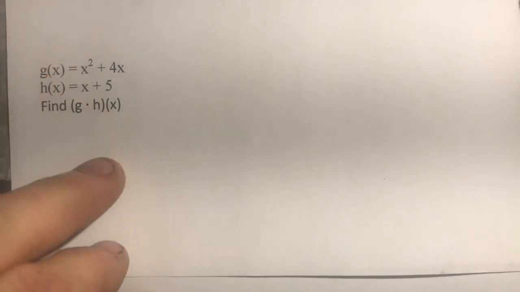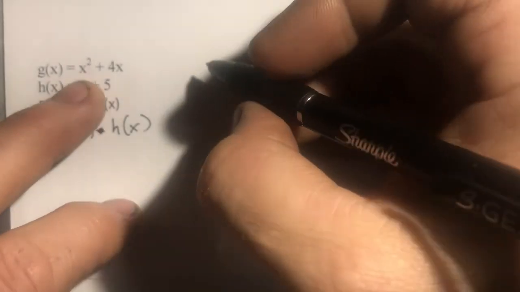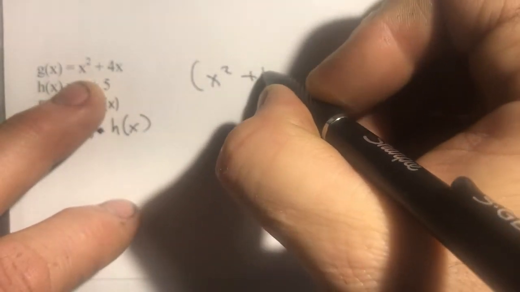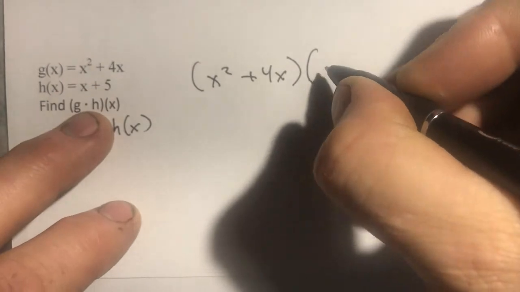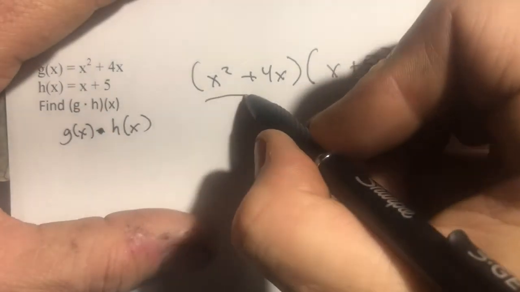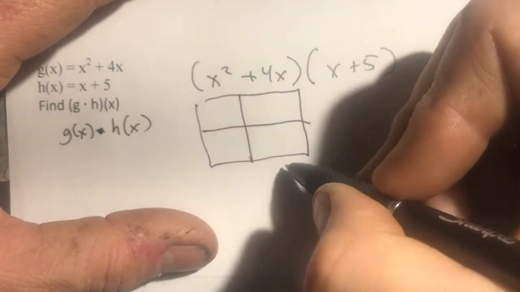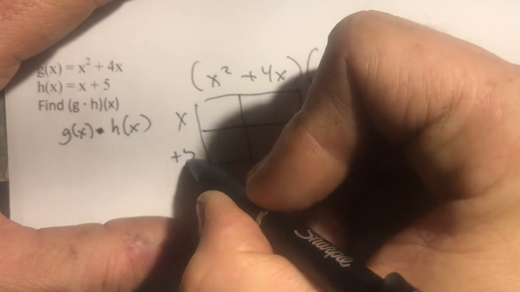What we have here now, we got g times h of x. All right, so this is g of x times h of x. It's supposed to be times. So this guy first times this guy. Okay, we're going to multiply these. Well, I'm going to build me a box again. Okay, I got a column for the x squared, a column for this. I'm going to take the x plus 5 to the side.